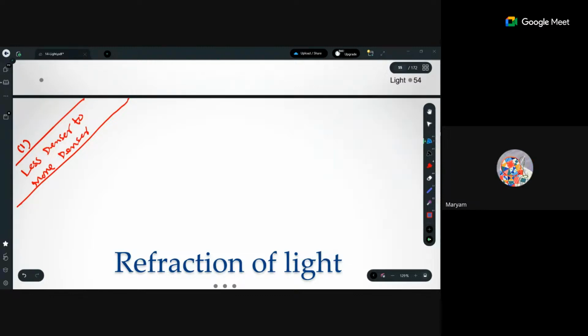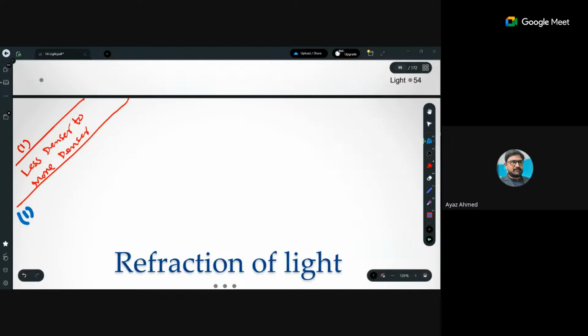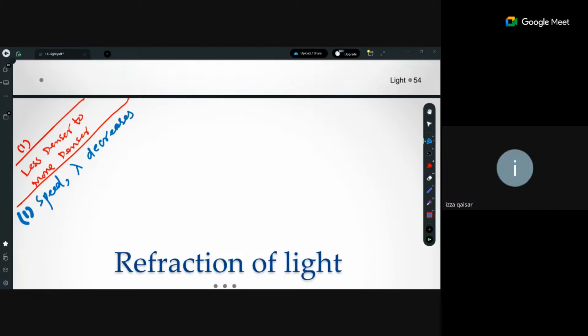The speed decreases. The light slows down. Speed and wavelength decrease. Frequency remains the same. Yes, exactly. Frequency unchanged.